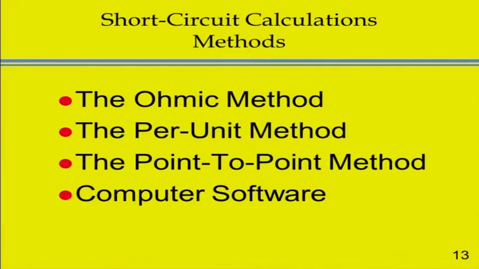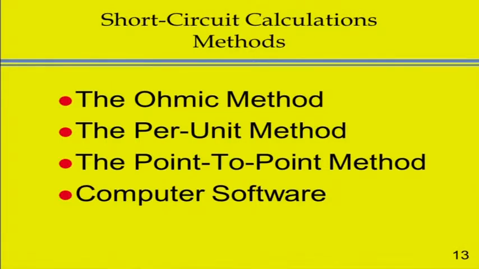The per unit method, because these resistances get very small, 0.00002 ohms, so the per unit method takes everything and refers it to a common base so that we can move the decimal point. It's like a proportion problem.